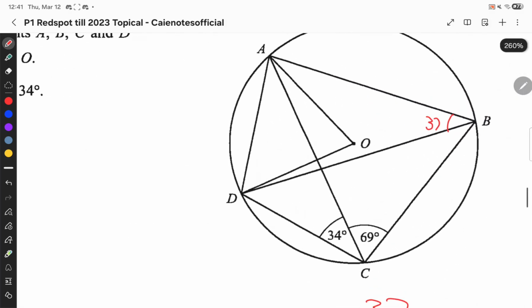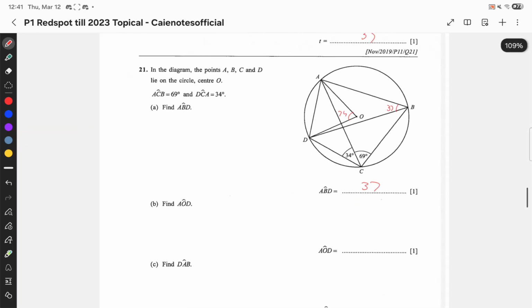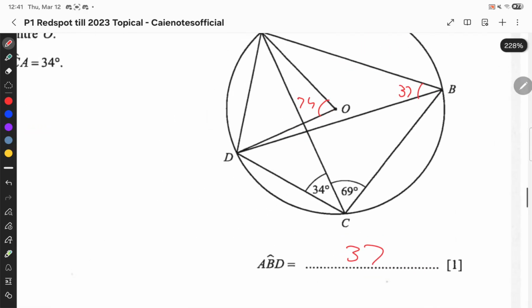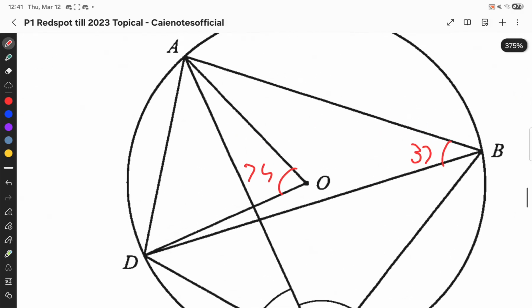AOD. What is AOD? AOD is multiplied by 2. 37 times 2 is equal to 74. Nice. And this is 74. Okay. DAB. What is DAB? That's a good question.